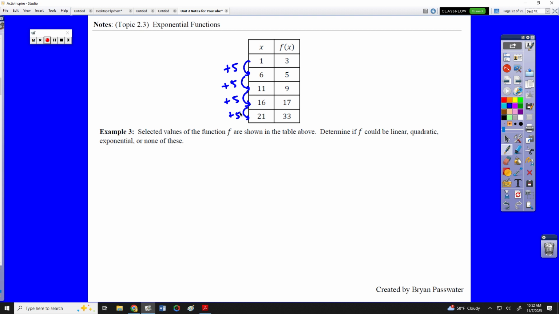Now you also need to keep in mind that we have to include the words "could be" in our answer because these are only selected values of the function. It's not the entire function. We don't know what's happening between these x values. Now remember how these patterns work.